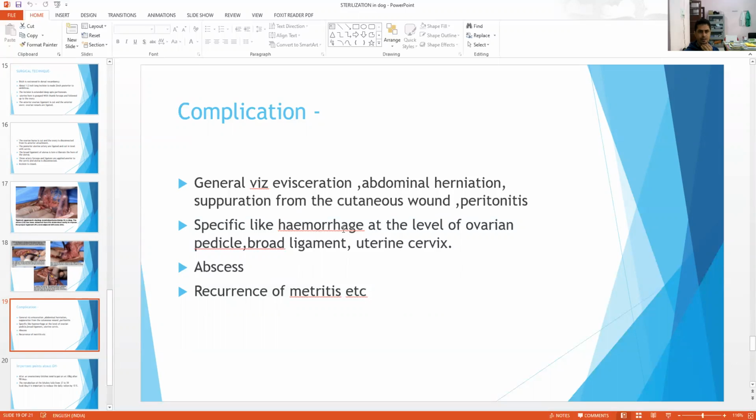These are the common complications: hemorrhage, abscess, and recurrence of metritis. Metritis in the sense that sometimes if you do not cut the uterine body properly, then chances of infection are there at the vaginal end, and this is the most common complication seen after ovarian hysterectomy.